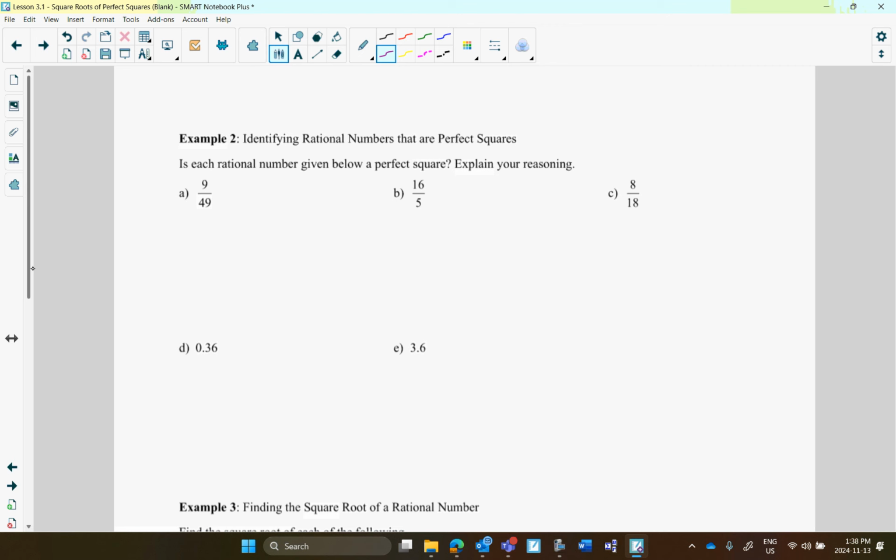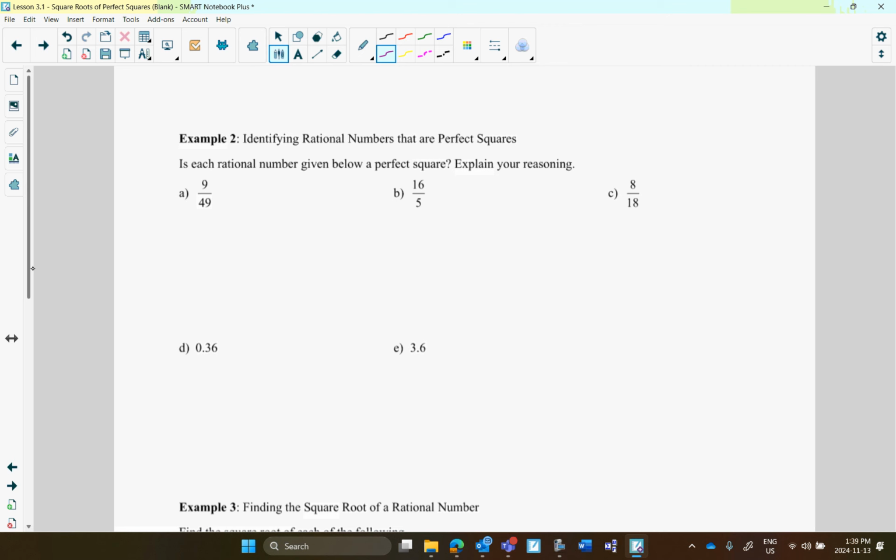Next question. Are each of the following numbers perfect squares? Well, basically the test whether it's a perfect square is can you take the square root of a number and get an answer? So if I look at 9, we'll do this one together. Is 9 a perfect square? Yes, because 3 times 3.